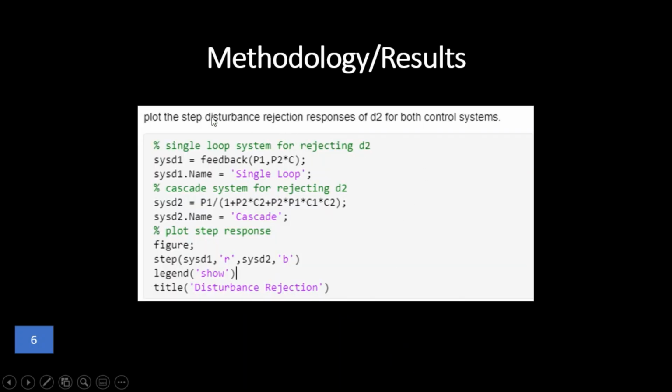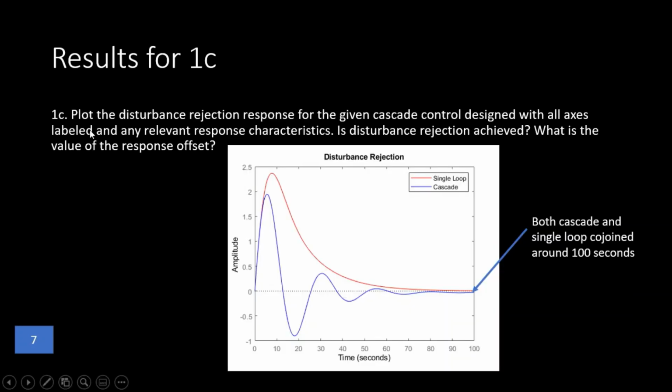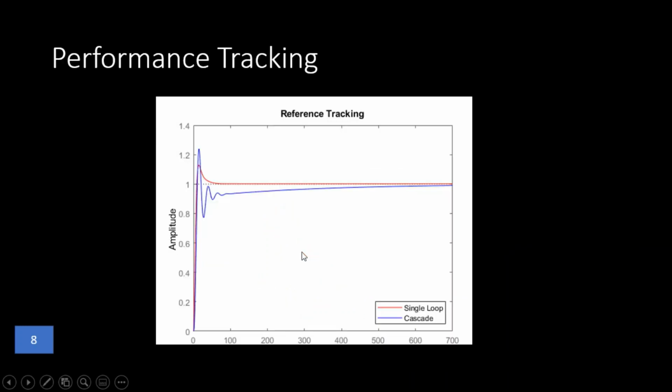Here is the code for the plot of the step disturbance rejection responses of D2 for both control systems. And here is the plot of the disturbance rejection response for the given cascade control. Amplitude is on the y-axis and time is on the x-axis. As you can see, both cascade and single loop converge around 100 seconds, and the cascade functions way better than the single loop.